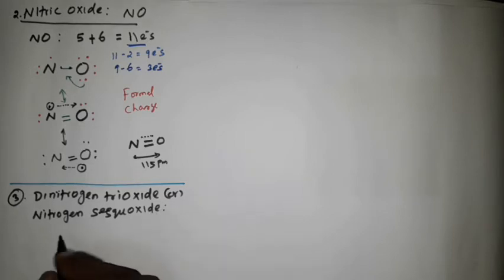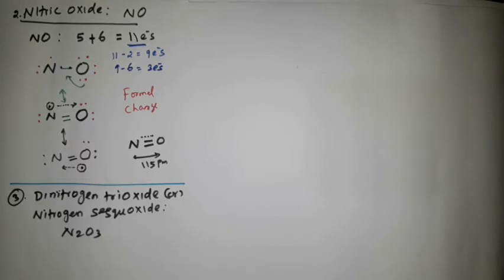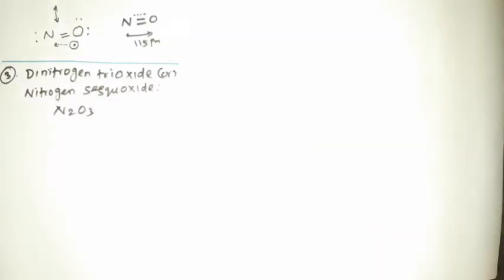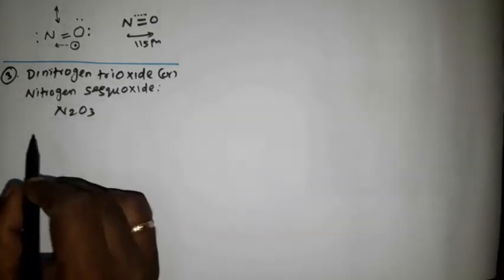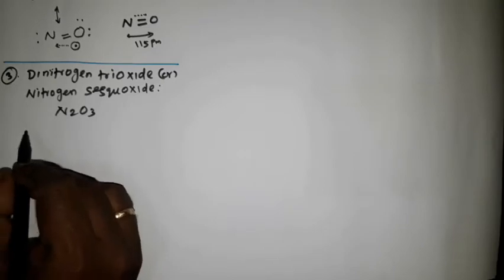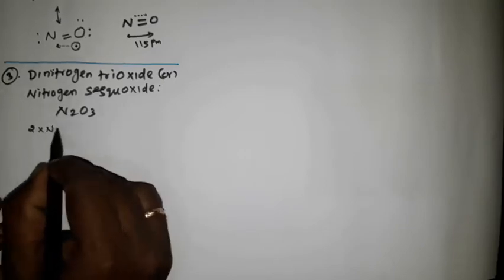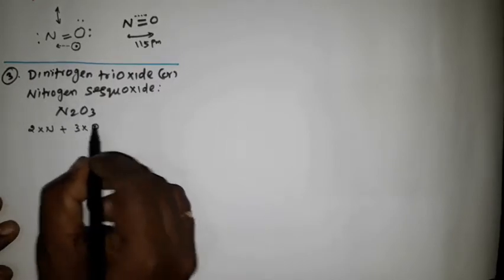The formula is N2O3. Clear? Now draw the Lewis structure. See, N2O3, how many valence electrons? There are 2 nitrogen atoms plus 3 oxygen atoms.